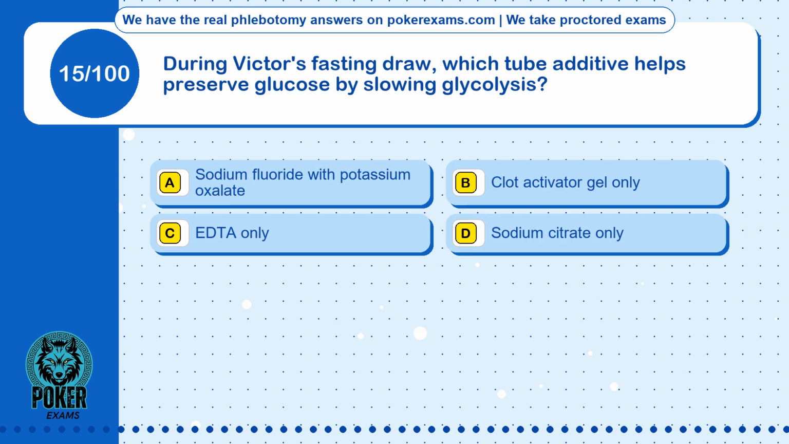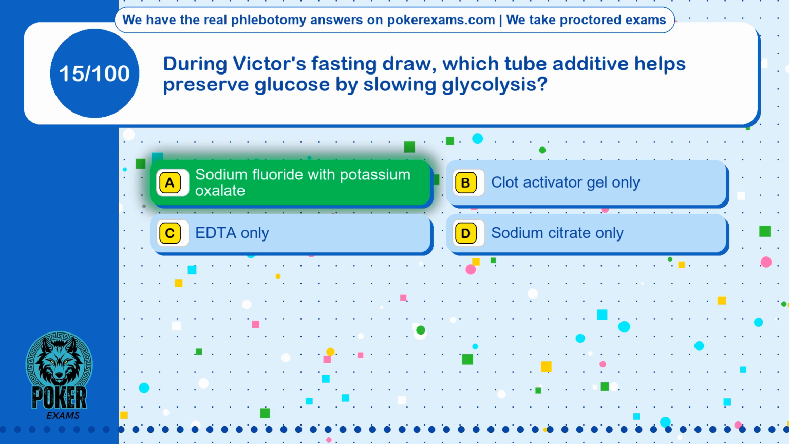Question 15. During Victor's fasting draw, which tube additive helps preserve glucose by slowing glycolysis? Option A, sodium fluoride with potassium oxalate. Option B, clot activator gel only. Option C, EDTA only. Option D, sodium citrate only. The correct answer is option A. Sodium fluoride with potassium oxalate.